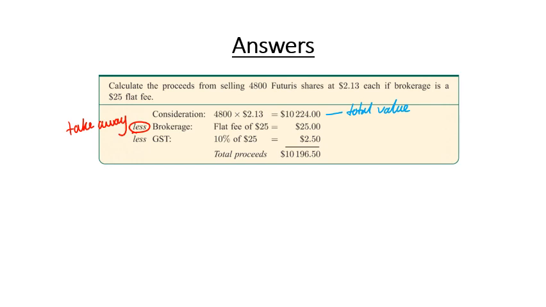Now, the brokerage fee is a flat $25. And we also need to take away our GST, which is 10% of 25. So that's 0.1 times 25. That's going to give me $2.50, so that's where I get this $2.50 from. And then that'll give us a total value of $10,196.50.